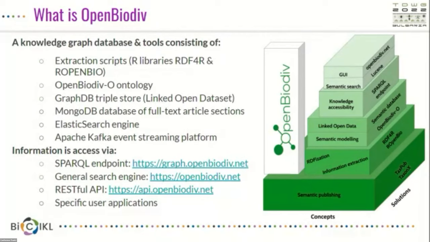The full text articles are stored in a separate database. On the top of that, we have Elastic Engine. And all this is wrapped in the Kafka event streaming platform to be able to track all the processes. So in this way, the information which is contained in those articles and treatments is made available through different endpoints like SPARQL, generic search, and the RESTful API. Also, on the top of these things can be built user-specific applications.